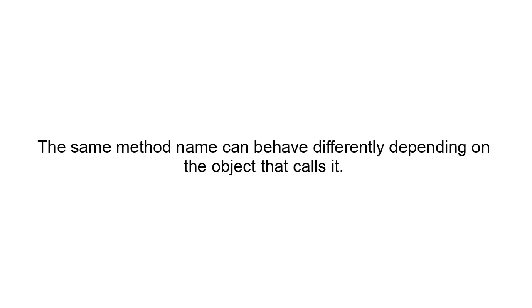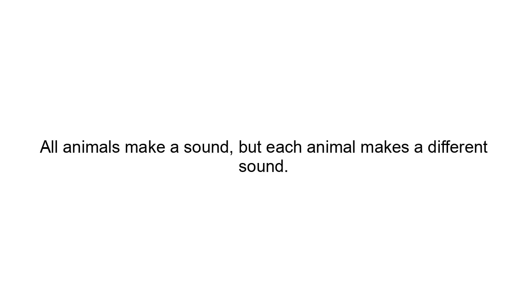Simple example. Consider different animals making sounds. Dog means bark, cat means meow, cow means moo. All animals make a sound, but each animal makes a different sound. In programming, method name, sound, different behavior depending on the object.